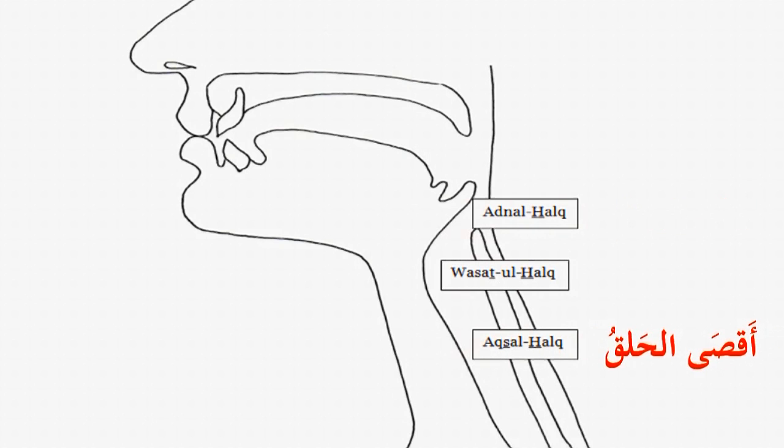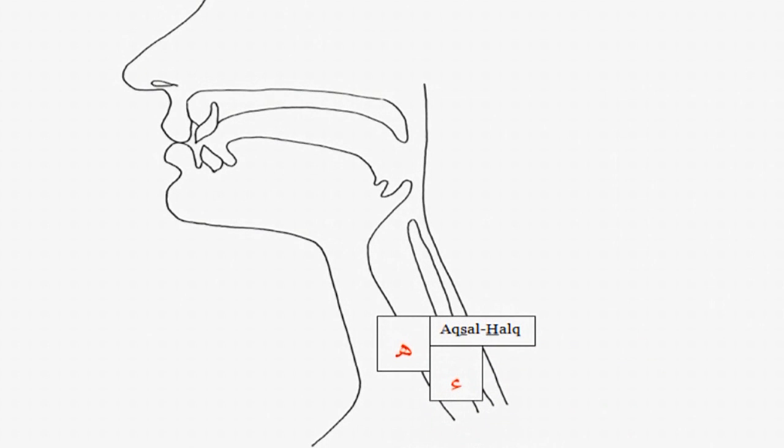From aqsa al-halq, aqsa means farthest, and the reason this point of articulation is known as the farthest is because it is the farthest part of the throat from the mouth, and the letters that emerge from it are the hamza and the ha. That's why we start our articulation based alphabet with hamza, ha, ayn, ha, ghayn, kha, etc.